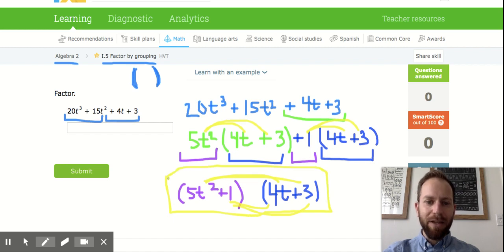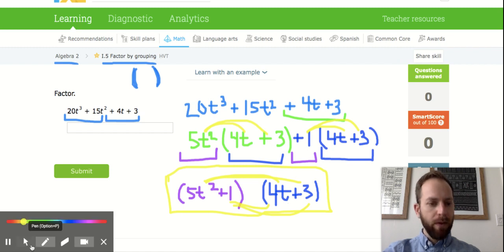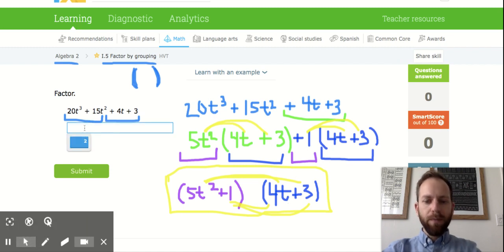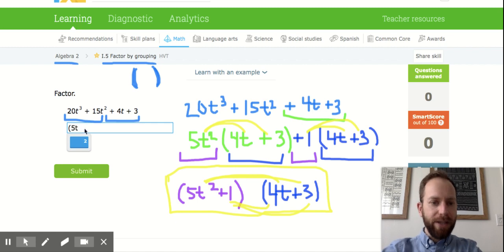It's not like it disappears. This is just a different way to write this out, so it's shorter. So that would be our answer. Parentheses 5t squared plus 1, parentheses, 4t plus 3.